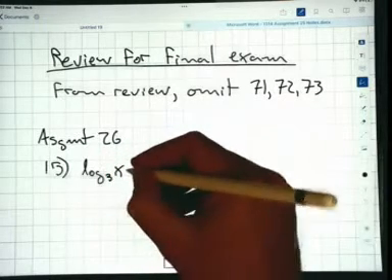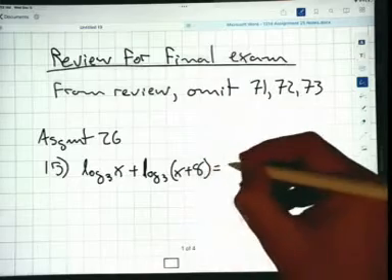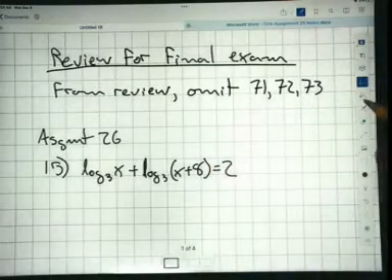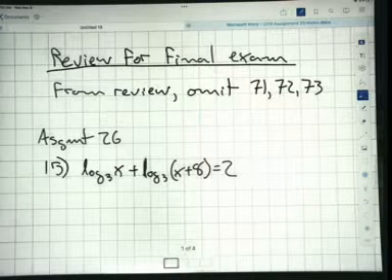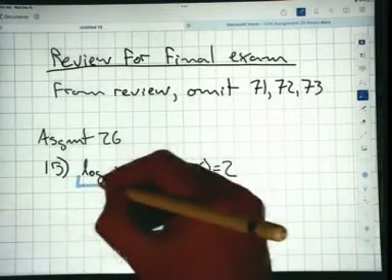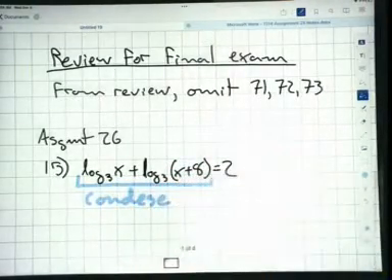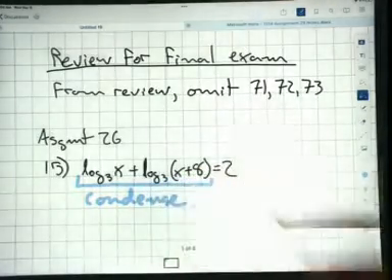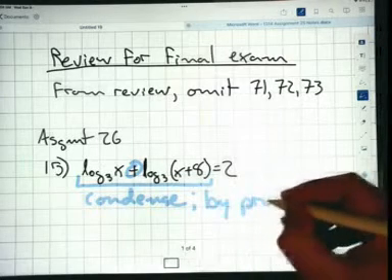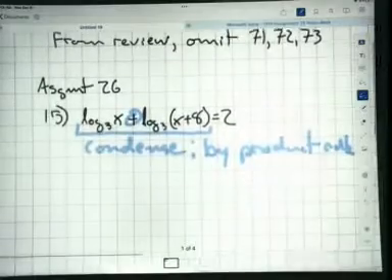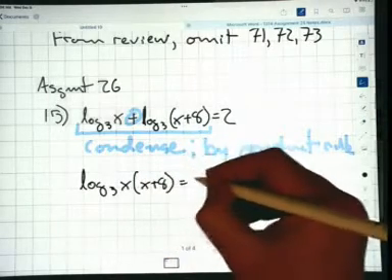Log base 3 of x plus the log base 3 of x plus 8 is equal to 2. Alright, so anytime that we're dealing with a logarithmic equation, one of the first things I look for is any opportunity to condense logarithms. We'd rather deal with one logarithm rather than two, so I can condense these two logarithms, and because of the plus sign, we're going to use the product rule. So this becomes the log base 3 of x times x plus 8 is equal to 2.